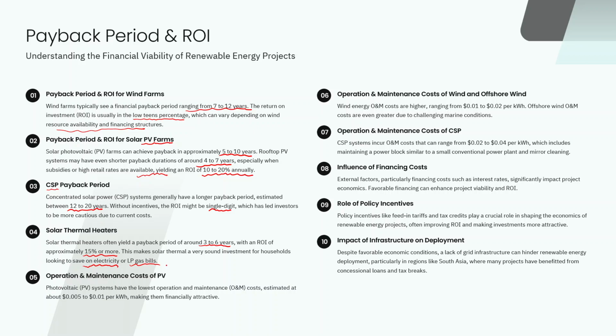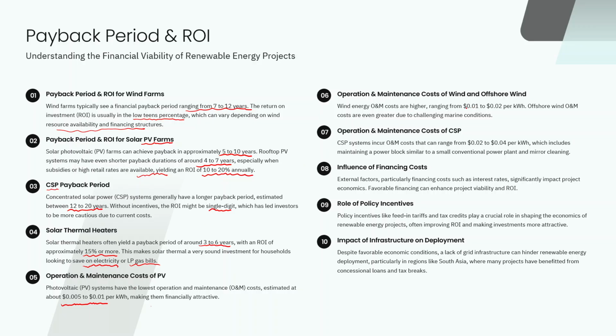If you look at the operating cost, because for calculating the payback period and the return on investment, this also matters, right? For the operating cost, the PV has the lowest operating cost, right? Which is estimated at about 0.005 to 0.01 per kilowatt hour, right? So that makes solar PV systems financially attractive. Though the initial capital cost may be high, the operation and maintenance cost is very low in solar PV systems, right?